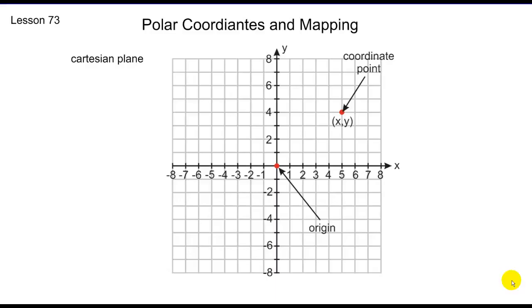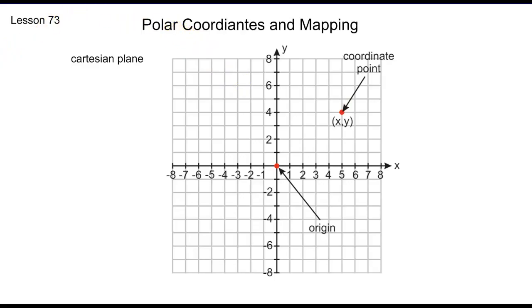Today we're going to discuss graphing in another sense. Up to this point we've graphed points in what's called a Cartesian plane, and in that Cartesian plane we have an x and a y axis with our coordinate point being some x and y, and that's a horizontal and a vertical movement from the origin. Today what we're going to do is map something called polar coordinates.